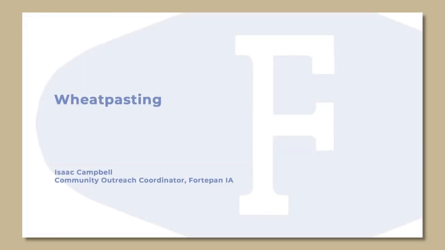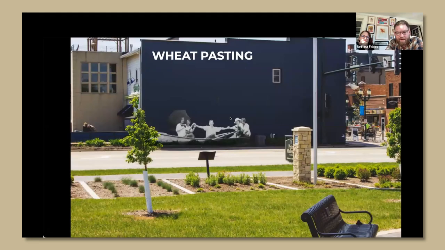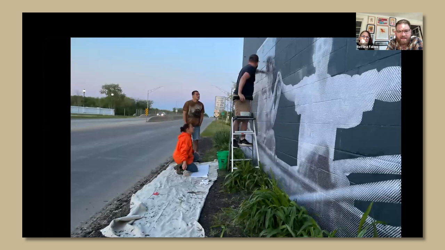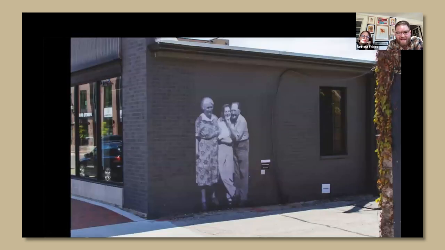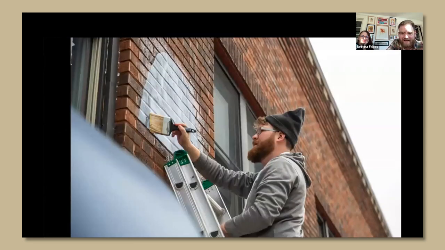Wheat pasting is an ephemeral form of public art where images are printed onto paper and then assembled like a puzzle by gluing them to the wall and creating this image. They're printed on long rolls and then layered one on top of the other. And it's really about getting images out of the archive, off of the computer, off of digital devices, and putting them out in really creative ways on surfaces in communities.